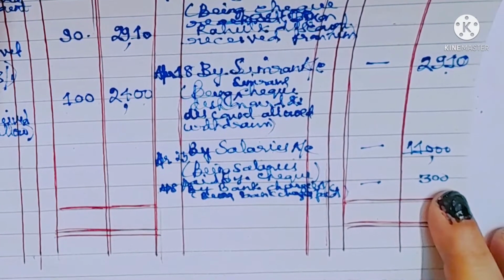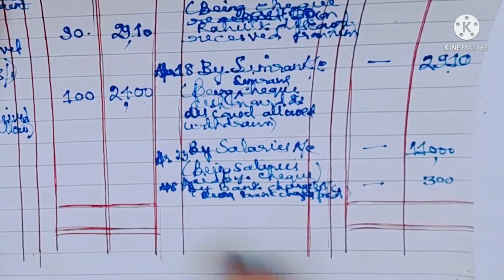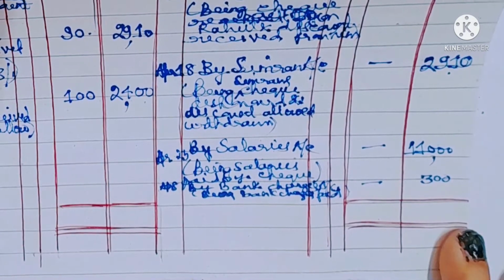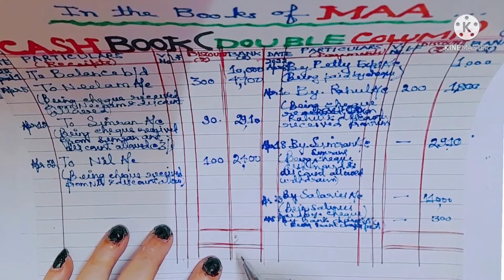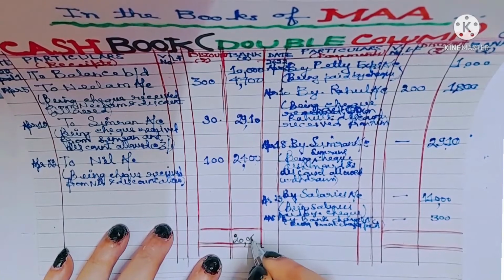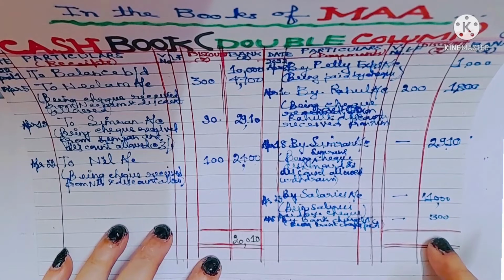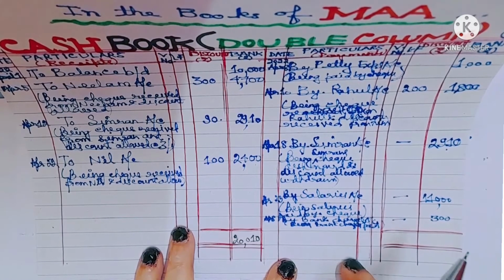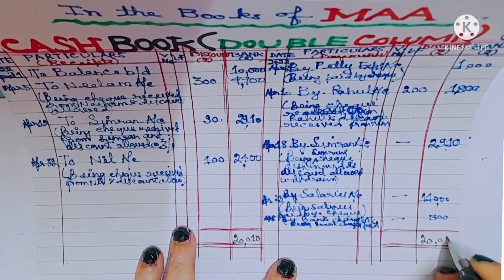Okay. So, now let's calculate the total of bank column on the debit side and the total of bank column on the credit side, and let's find out the closing cash at bank. So, the total of bank column on the debit side is 20,010 rupees. And the total of bank column on the credit side is 17,010 rupees. So we'll have to write whichever is bigger. So this is the rule. So we'll have to write 20,010 rupees on both sides.